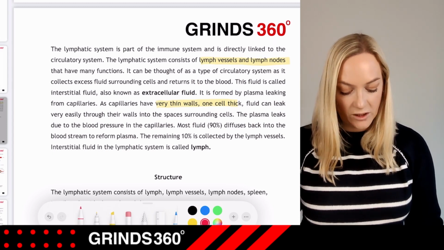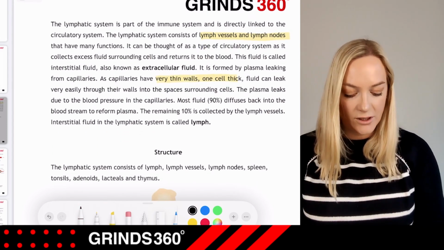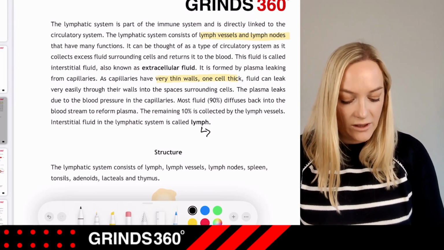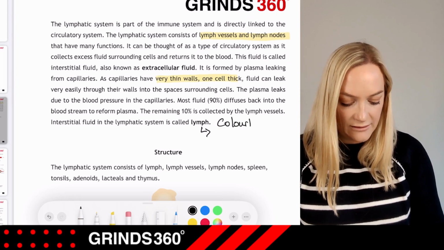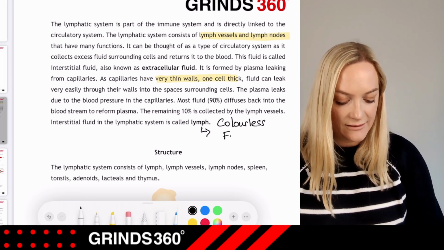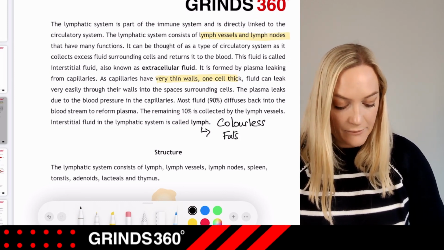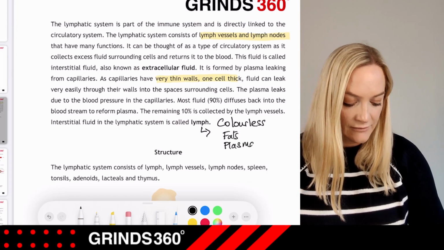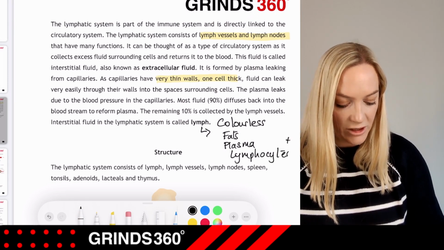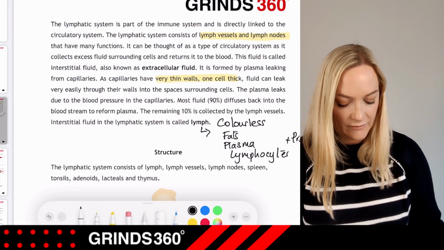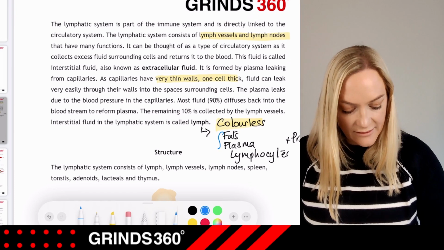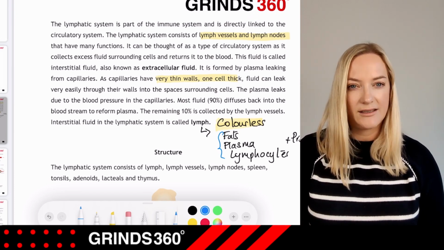Now, what is lymph? We're going to talk about lymph in detail, but we can just add here to our notes that first off, lymph is colourless. There is no colour there. And what's in it? The main thing that's in it is fats. Some plasma, lymphocytes, and protein. So lymph is colourless. What's in it? Fats, plasma, lymphocytes, and protein.